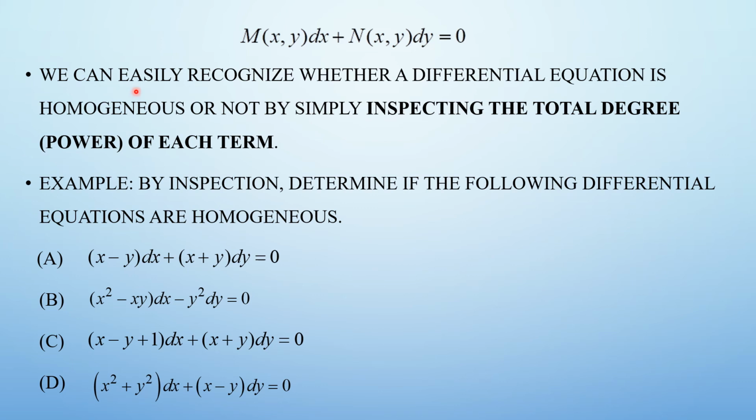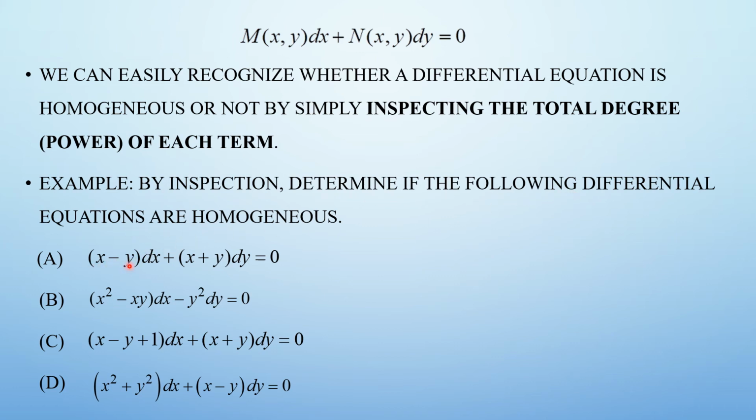We can easily recognize whether a differential equation M(x,y) dx + N(x,y) dy = 0 is homogeneous or not by simply inspecting the total degree, or the total power, of each term. Example: by inspection, determine if the following differential equations are homogeneous.